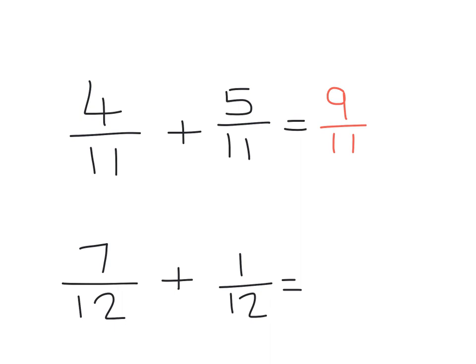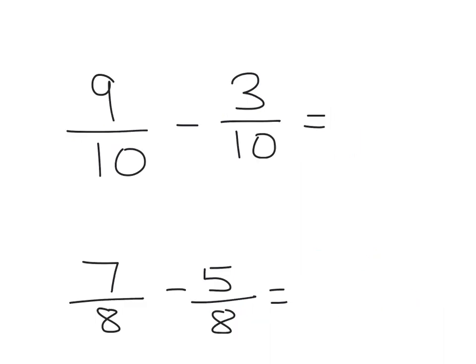I've got 7 over 12, add 1 over 12, and that will give me 8 over 12. Now I know 8 and 12 are in the same times table. They're in the 2 times table, but they're also in the 4 times table. Always try and use the biggest number possible. So I'm going to divide both of those by 4. And that will give me 2 over 3.